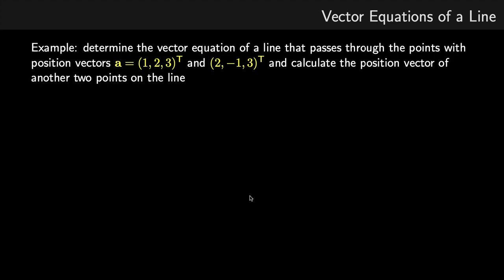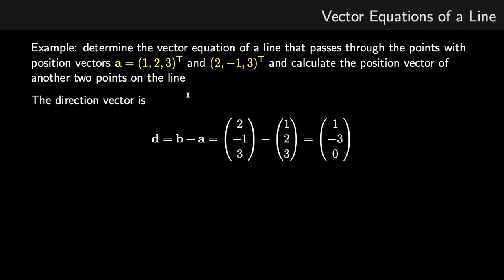We're going to determine the vector equation of a line that passes through these 2 points. These are position vectors, and we're also going to calculate the position vector of another 2 points on the line. First we need to calculate the direction vector. All we have to do is subtract these two.